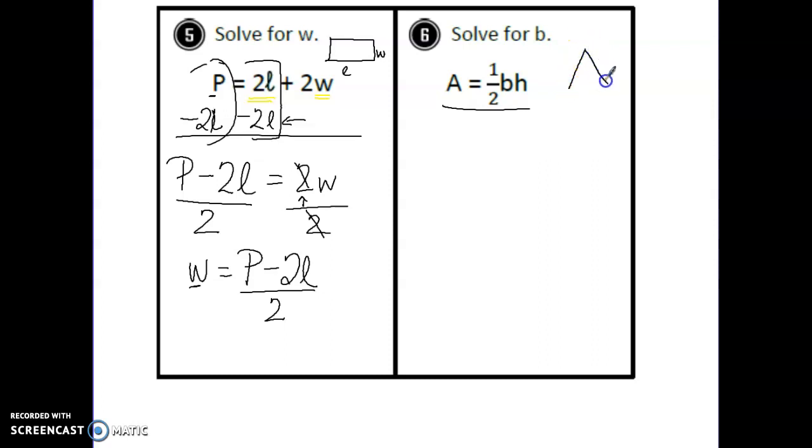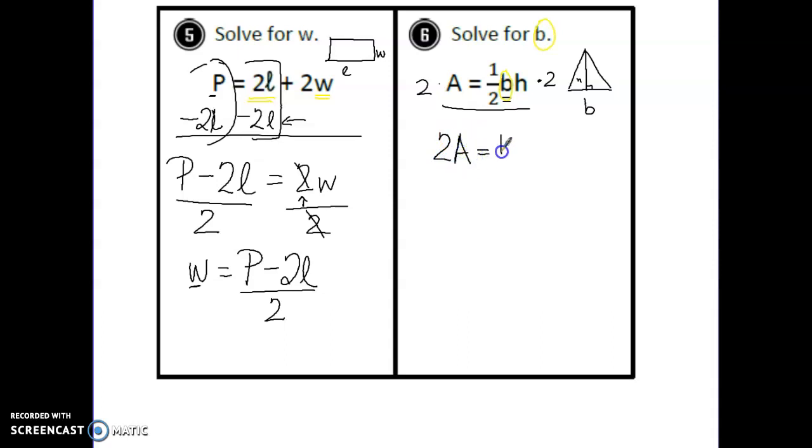This is the area of a triangle. The height has to be at a 90-degree angle from the base when you're finding the area of a triangle. If you want to find the length of this base, you're looking for B. That's what the equation asks for. So when you're solving for B, get rid of the fractions. I'm going to multiply both sides by 2 because 1/2 of 2 is 1.